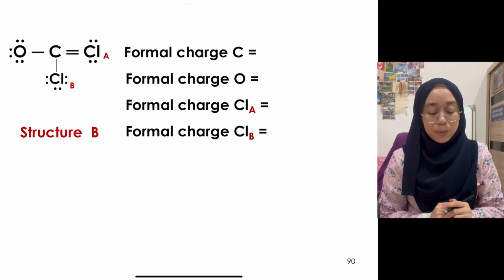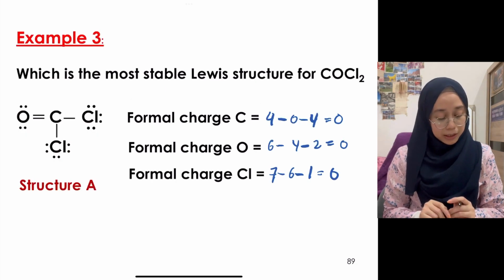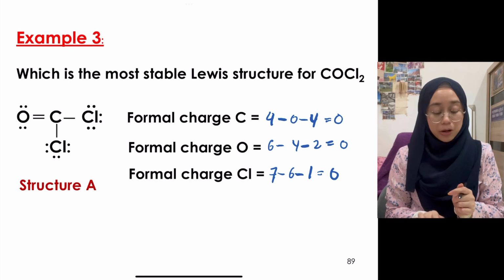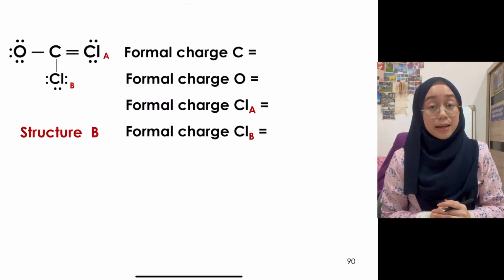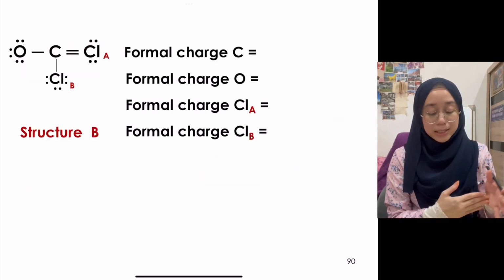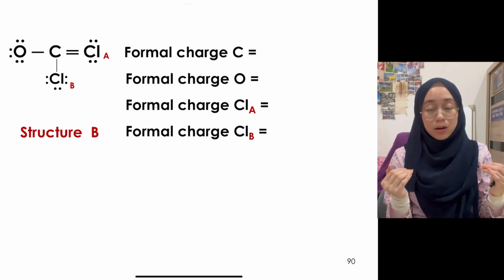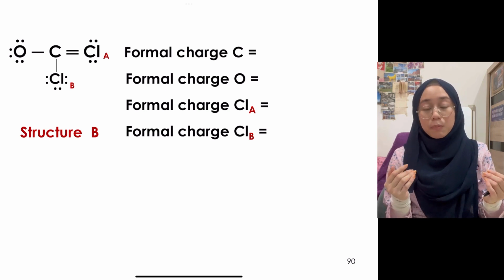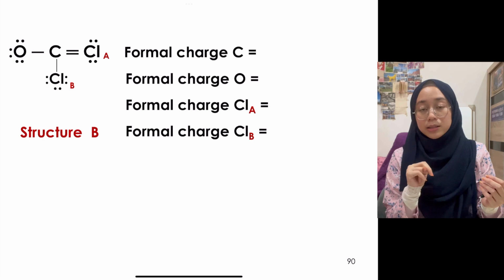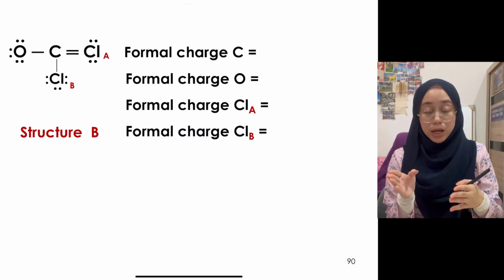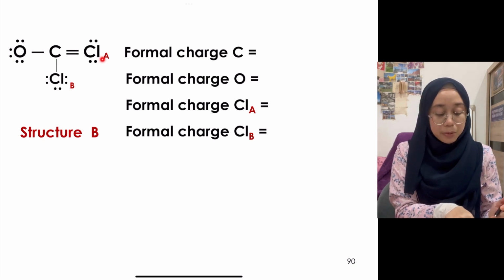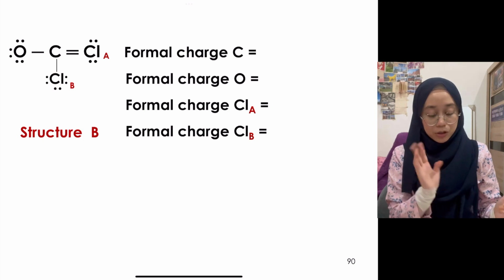Okay, structure B ni pula, beza dia apa tadi, ini oksigen dengan carbon yang double bond, tapi yang ini adalah antara C dengan Cl yang double bond. So let's just try and have a look at this. Bila antara Cl dengan carbon yang ada double bond, bermaksud kita ada 2 Cl yang berbeza dekat sini, satu A, satu B lah kita anggap kat sini. Yang ini single, yang ini double, so berbeza.